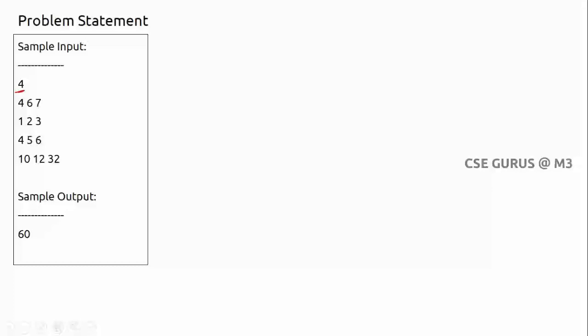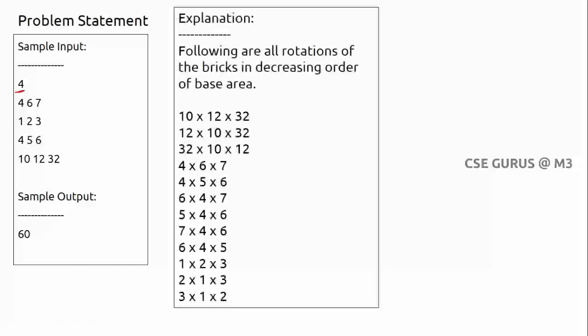So how it is 60, you can see. The following are all the rotations of the bricks in decreasing order of base area. Actually here it is taken like this: this is length, this is breadth, this is height. For 10, 12 and 32, only 3 instances are taken. I told you, only 3 instances, not 6. You can see length 32 is greater than 12, yes. 32 is greater than 10, yes. 12 is greater than 10, yes.